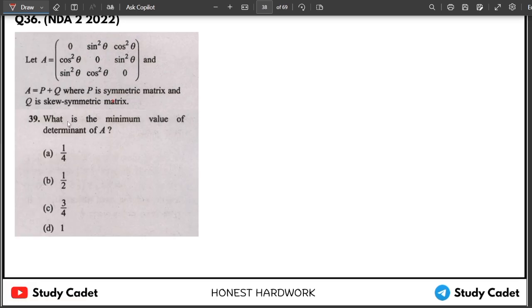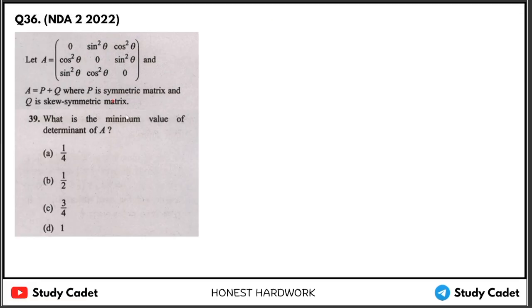A is this PQ. What is the minimum value of the determinant of A? Okay, determinant of A. Determinant of A is 0 plus sin to the power 6 theta cos to the power 6 theta. Okay, minimum value of this.